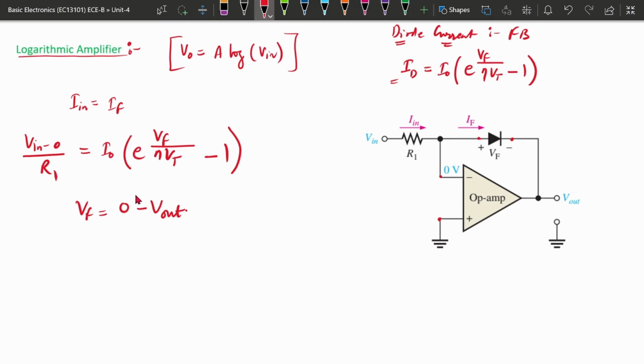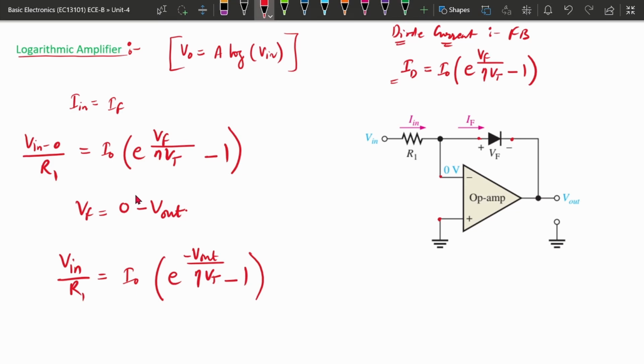So from there we can implement Vf equals 0 minus V output. Now we can just put the value. So V input divided by R1 will be equal to I naught e to the power, instead of Vf we will be writing minus V out divided by eta Vt, minus 1. This is from the basic analysis of how operational amplifiers we have analyzed. Similar steps are there also.